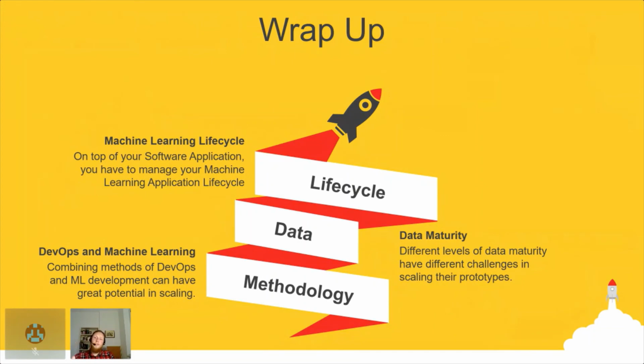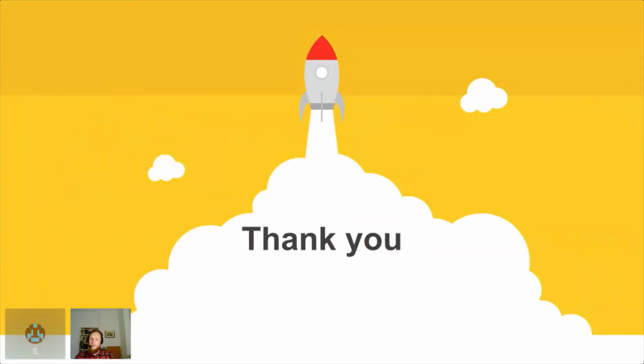We talked about the data maturity level with the different levels and how they are characterized on both a technology level and a cultural level dimension. And as the last point, we talked about methodology. So basically the idea of combining DevOps and machine learning to try and solve some of these challenges. Yeah, that's it so far from my talk.